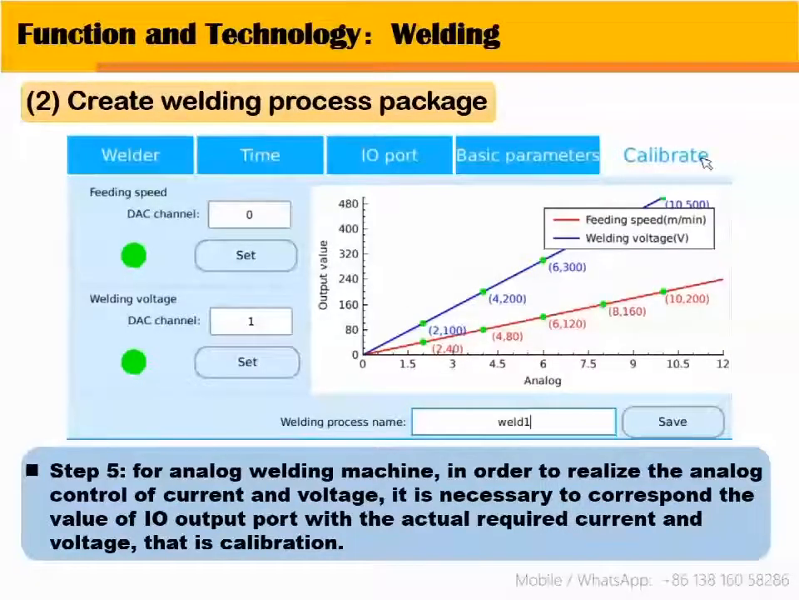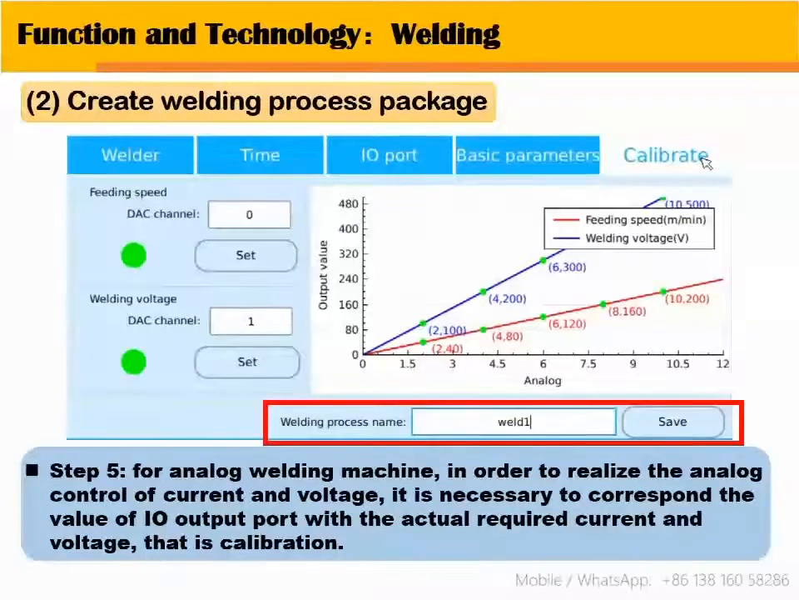Step 5. For an analog welding machine, in order to realize the analog control of current and voltage, it's necessary to correspond the value of the I/O output port with the actual required current and voltage. That's calibration. After setting the parameters, you should create a name and click Save.